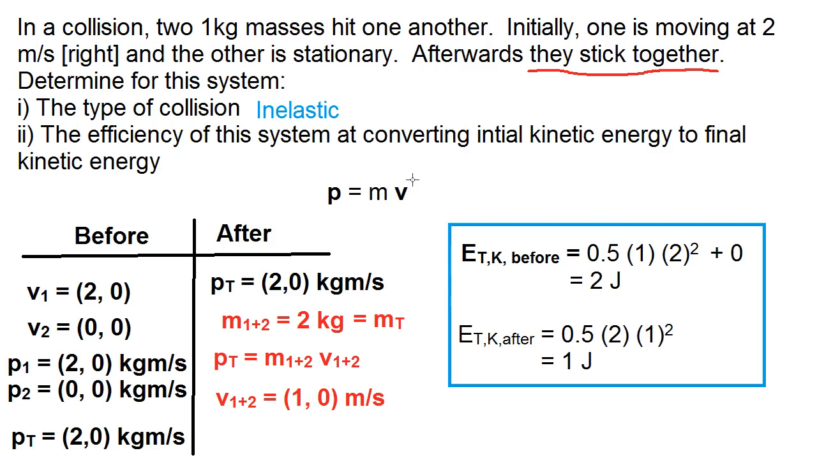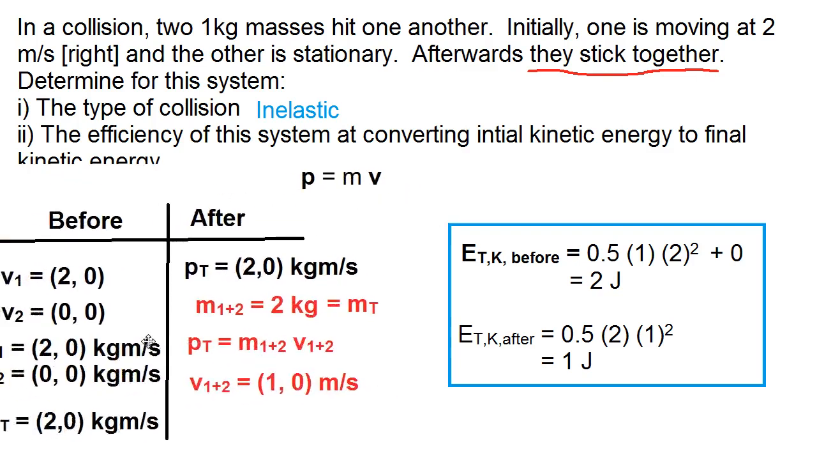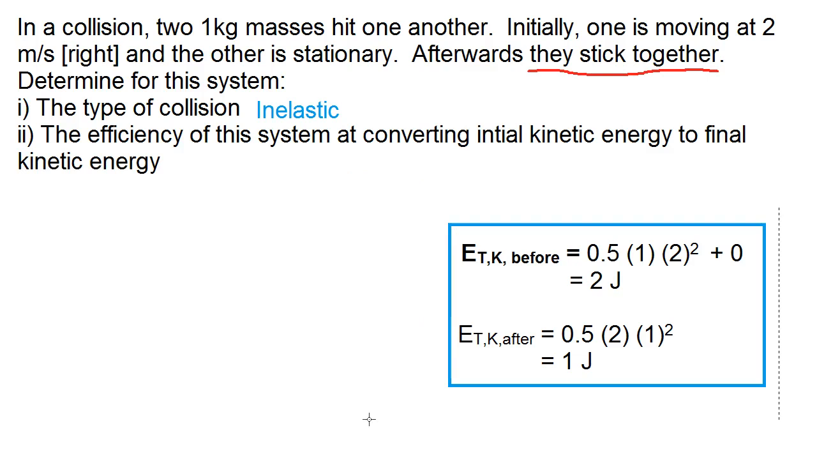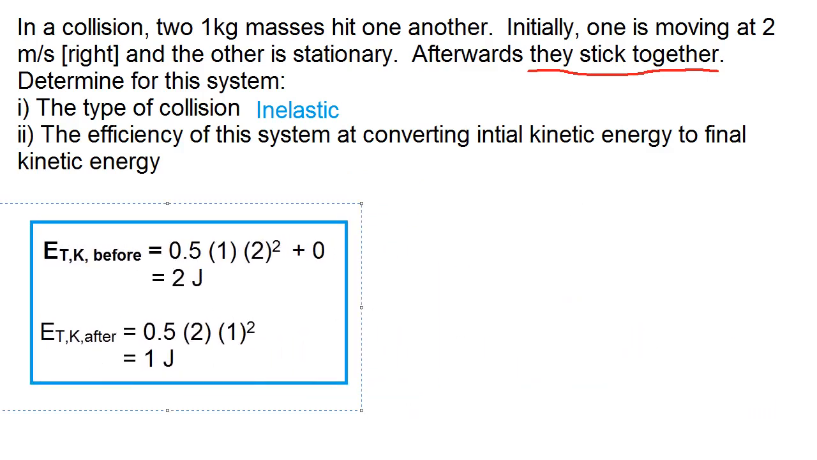All right, so this is part 1. Now, I'm going to get rid of this because for part 2, we only need these. In part 2, you're asked for the efficiency of this system at converting initial kinetic energy, or the total kinetic energy you have before, to final kinetic energy, or the total kinetic energy you have afterwards.